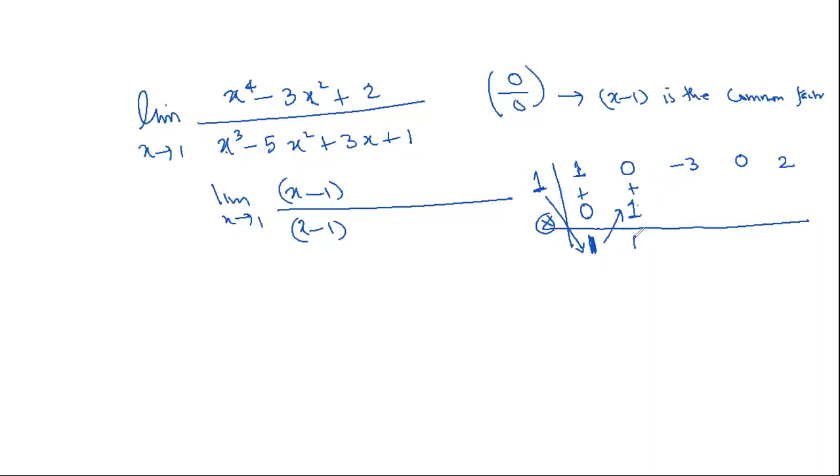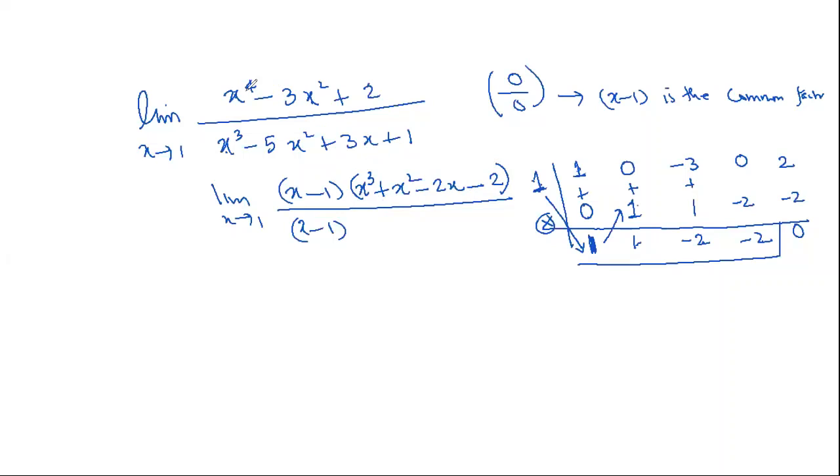Again add. Again multiply this with this and write it over here. Again add. Multiply this with this and write it over here. Again add. Multiply and write it over here. Again add. The last should be 0. Then this is the x cube's coefficient. This is the x square's coefficient. This is the x coefficient. And this is the constant. Did you understand or not?